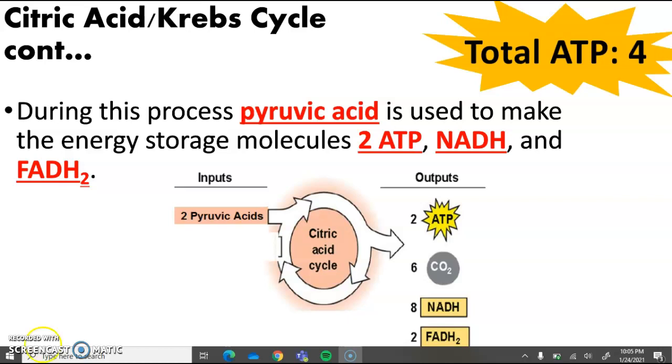The last output that you're going to notice listed here is carbon dioxide, and 6 molecules of carbon dioxide are produced, and that's a waste product. Our body actually, we breathe it out and it goes into the atmosphere, which is good because plants for photosynthesis need that carbon dioxide. And once it's absorbed through their stomata, the plants are able to use that carbon dioxide to make those high energy sugars that we talked about.